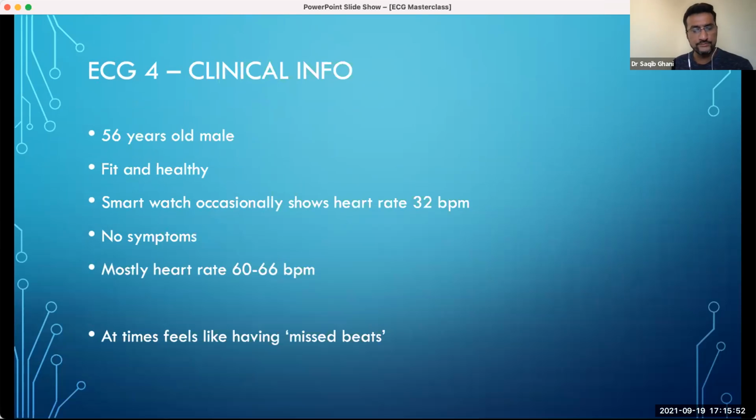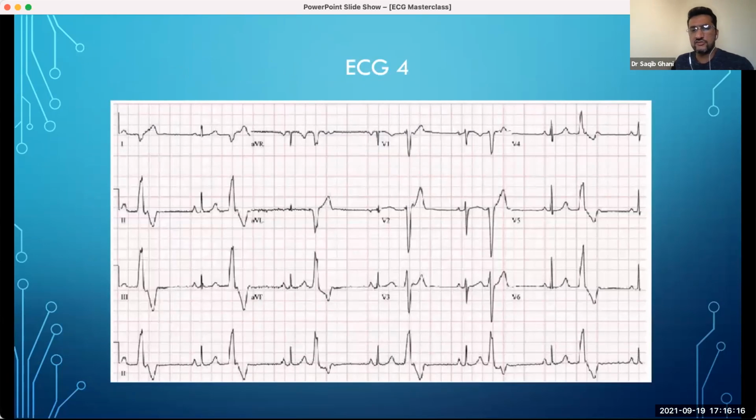So ECG 4 is a 56-year-old male who's fit and healthy, wears a smartwatch during exercise sessions, and occasionally the smartwatch says that his heart rate is low, but he has no symptoms. But in most cases, his heart rate is between 60, 64, 65, okay? At times, he thinks his heart skips a beat. That's the clinical history, but in general, he's well. So he just comes to his GP surgery and they arrange a 12-lead ECG.